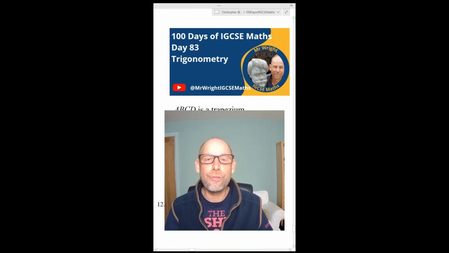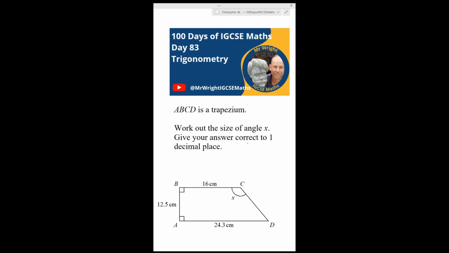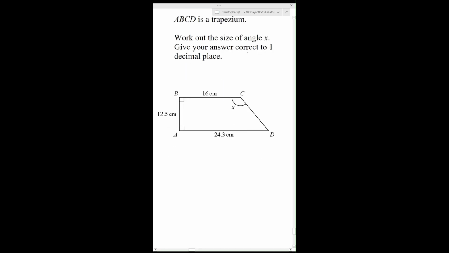It's day 83 of 100 days of IGCSE Maths Exam Questions. Now's your chance to pause the film. So I know that this angle is going to be 90 degrees plus this angle alpha. And the angle alpha I can find using tan because that's 12.5 and this length here is 8.3, being the difference between 24.3 and 16.